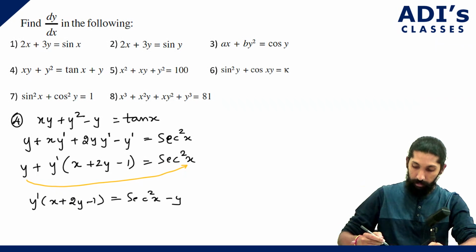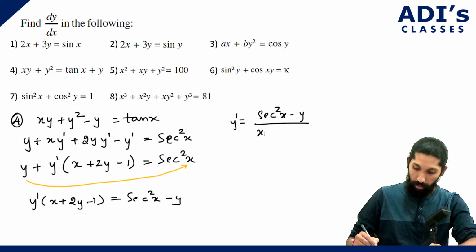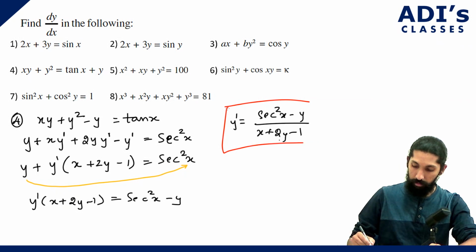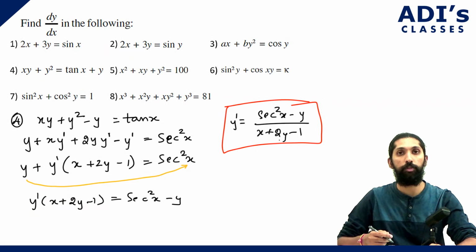Now if you divide, you will get the answer as y dash is equal to secant square x minus y divided by x plus 2y minus 1. So this is going to give us the answer for this particular question.